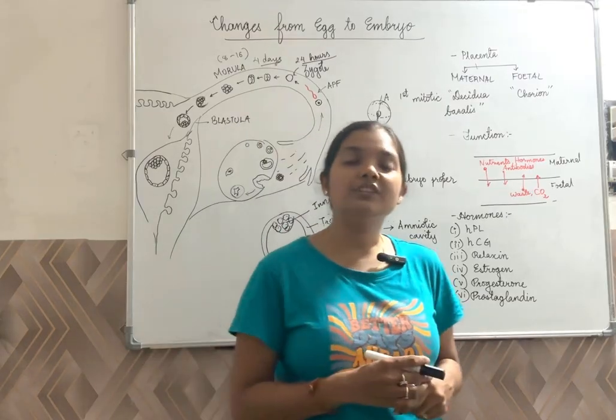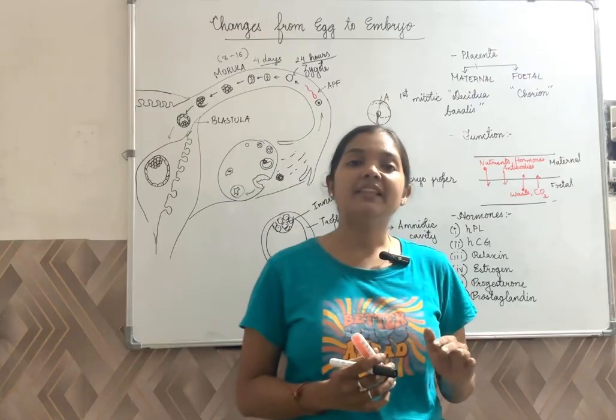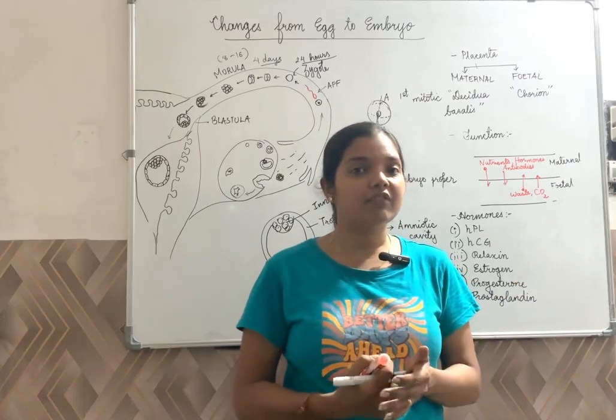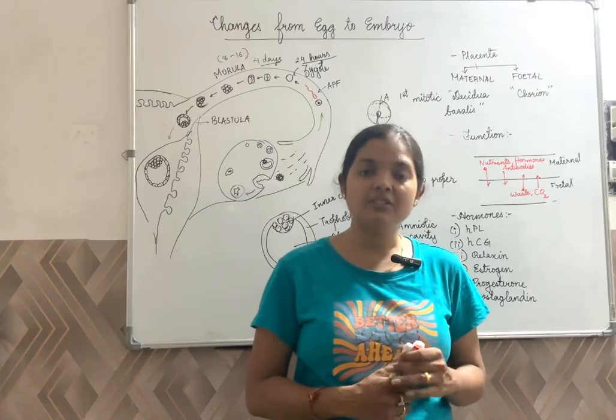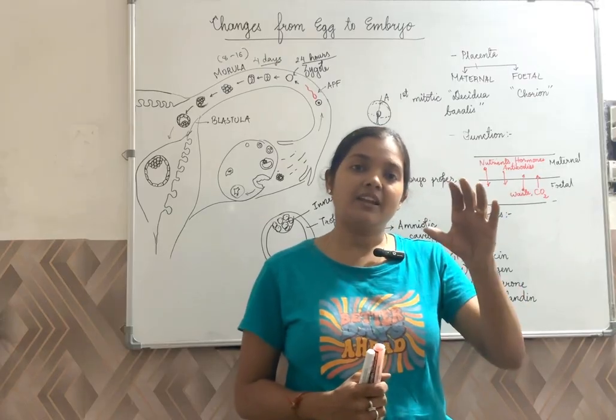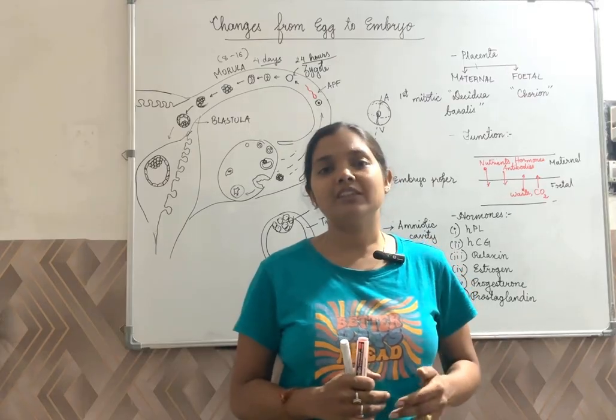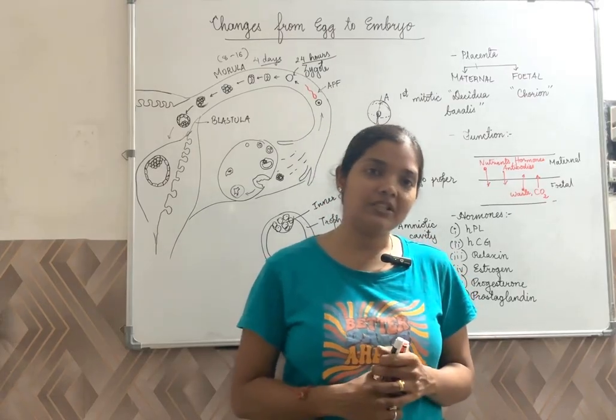In the next class, we'll study the development that occurs during the several trimesters. Like we know, pregnancy is of 9 months. In the 9 months, there are three trimesters. What body parts develop during which time, that we are going to see in the next class.